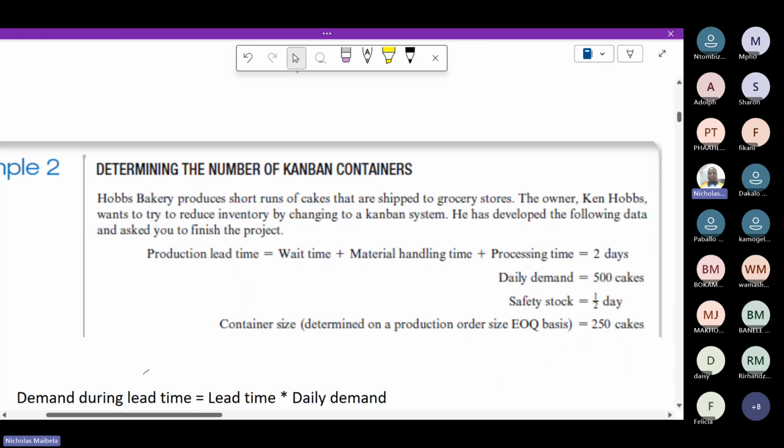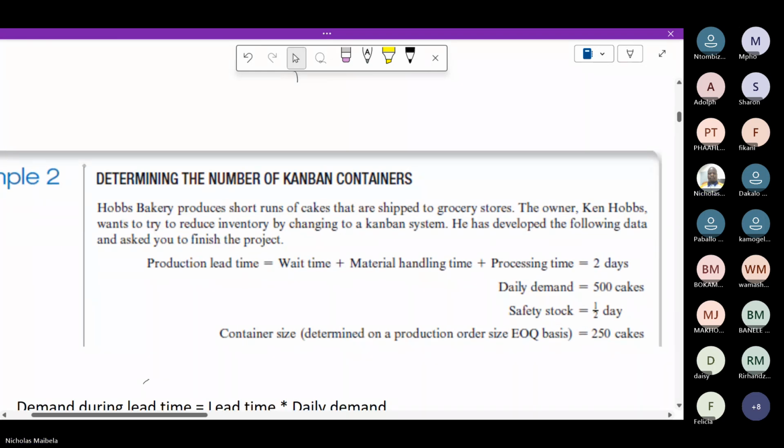Let's carry on. Hobbs Bakery produces short runs of cakes that are shipped to grocery stores. The owner, Ken Hobbs, wants to try to reduce inventory by changing to a Kanban system. He has developed the following data and asked you to finish the project.